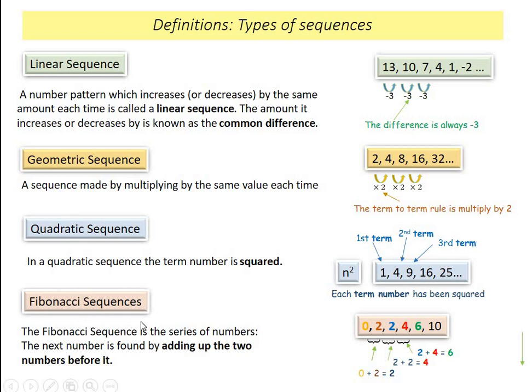A Fibonacci sequence is a special type of sequence, and to get to the next term, you add the 2 previous numbers before it. So if we're starting at 0 and the next number is 2, the third number would be 0 plus 2, which is 2. The fourth value would be 2 add 2, which is 4. 4 add 2, which is 6. 6 add 4, which is 10. And the next number in this sequence, 10 add 6, would be 16.